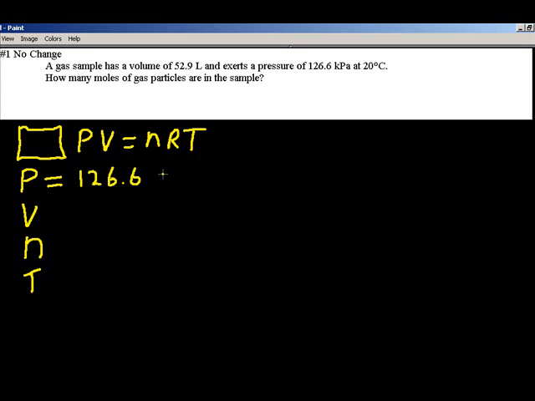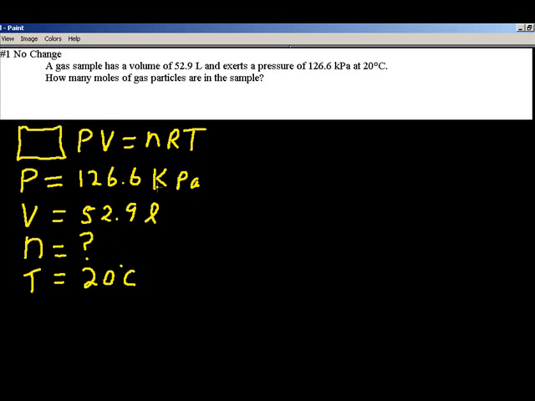126.6 kPa. The volume is given to us as 52.9 liters. The number of moles is in fact the unknown, and the temperature is going to be 20 degrees Celsius. So again, notice laying it out along the side here vertically and extracting the values of each of the variables, I can see very clearly where I need to go.